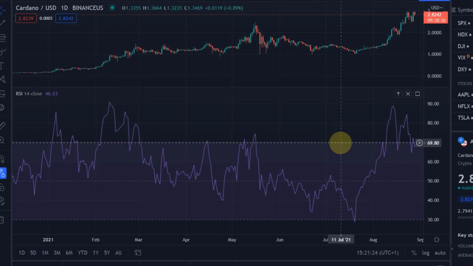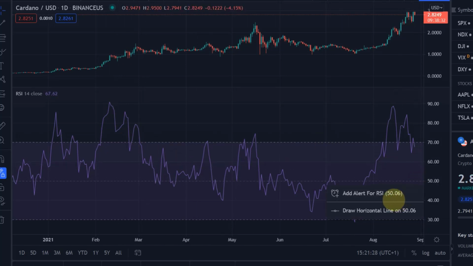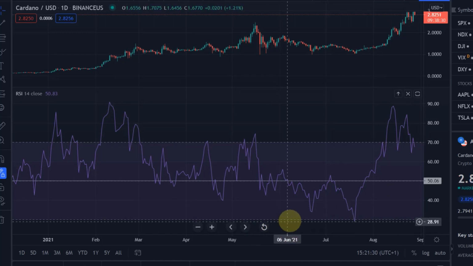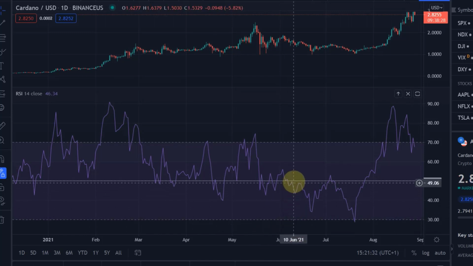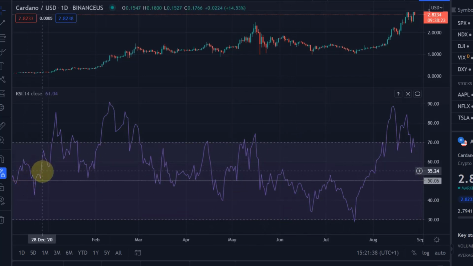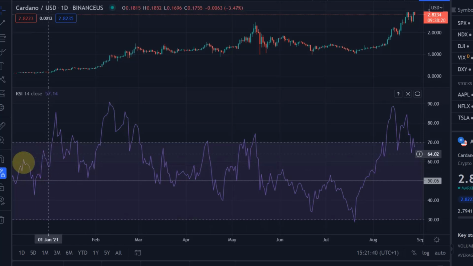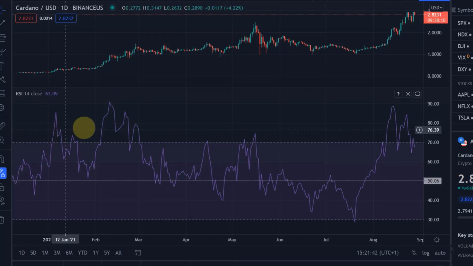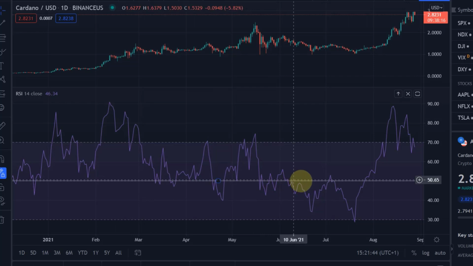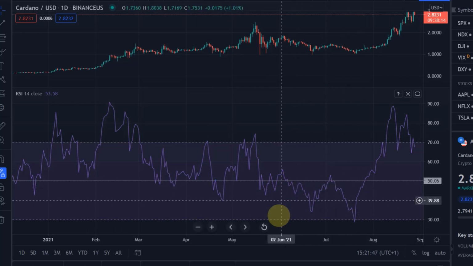And before we go further into this, let's take a look at the RSI, because there are three levels here. The lowest one is the 30, the middle one is the 50, and the top one is the 70. Generally, a market is considered to be in a bull market, in an upward trend, when the RSI is above 50. And it's considered to be in a bearish market when it's below 50.